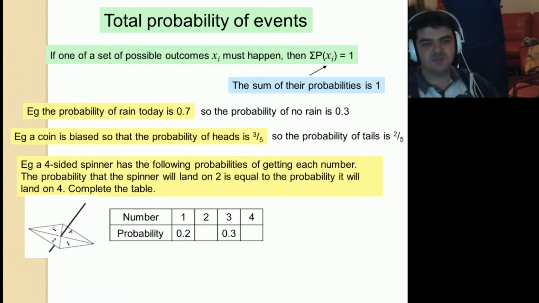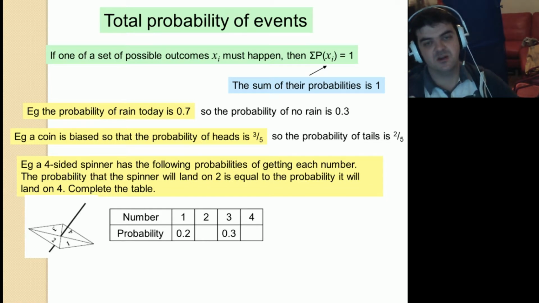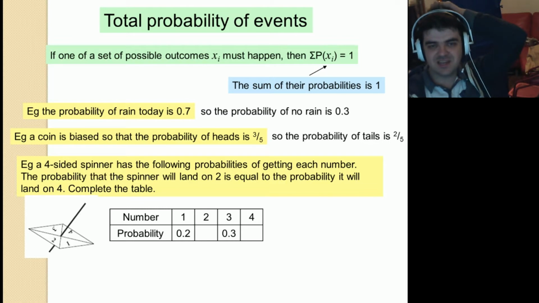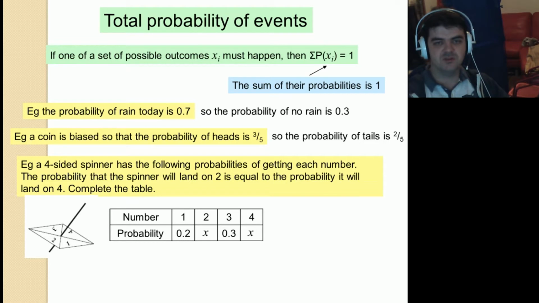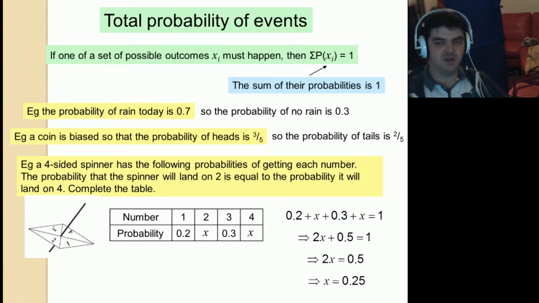We've got a 4-sided spinner, and it has the following probabilities for each number. The probability that the spinner will land on a 2 is equal to the probability that it will land on a 4. Complete the table. Well, for those algebra geniuses amongst you, you could just call that number x, and notate both as x, because 2 and 4 are the same. So we know that all those things added together are going to equal 1. So you'd have 0.2 plus 0.3 plus 2x equals 1. That's 2x plus 0.5 equals 1. If you solve that down, you'll get 2x equals 0.5. So x is going to equal 0.25. And that's how you'd solve that one.